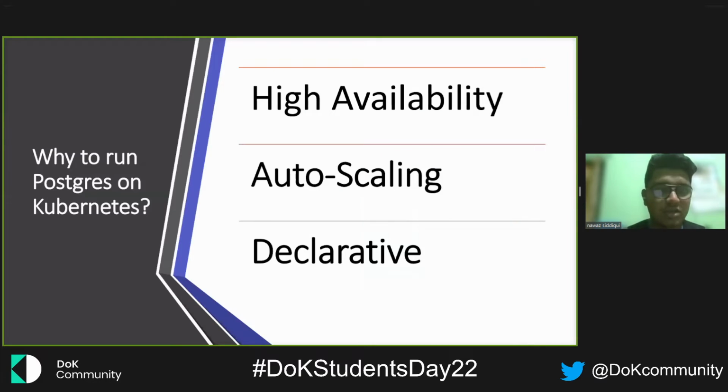So now let's talk about why we should run our database on Kubernetes, mainly Postgres. There are multiple reasons, but since we are running short on time, we will focus on these three: highly available, auto scalable, and declarative. So let's explore each of these points.